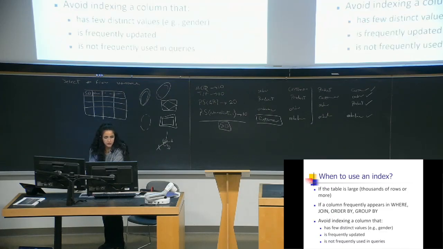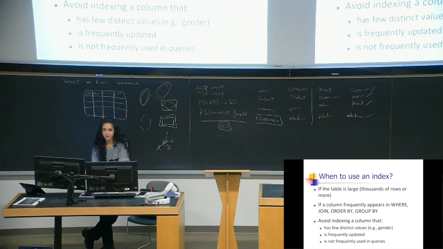Now, when to use an index? If the table is large, like thousands of rows or more. If your table is small, does it make sense to consume extra space for the index and maintenance time? No. If your table has only 100 or 50 rows, the search is fast. But if the table has thousands or millions of rows, the search will take time if it is not indexed, then you may want to use an index.